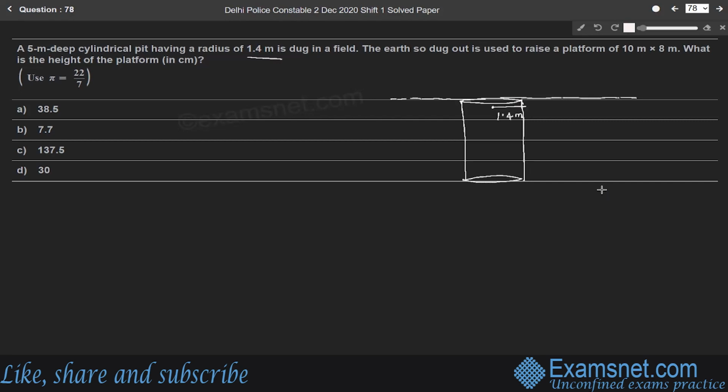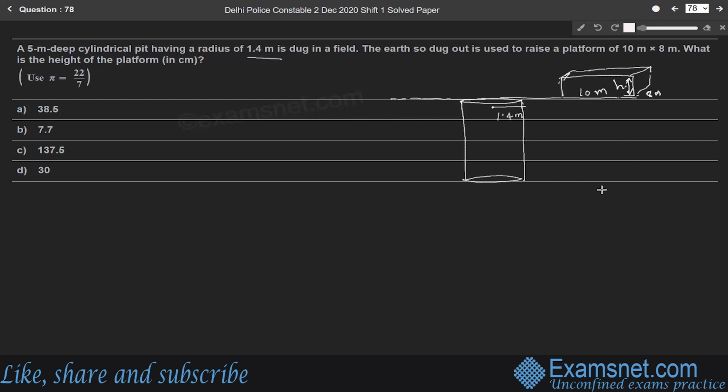The earth so dugout is used to raise a platform of, so this portion of the earth is used to raise a platform of 10 meter into 8 meter, right? So 10 meter and 8 meter be the width. So what is the height of the platform? So we have to find this height, h, right?